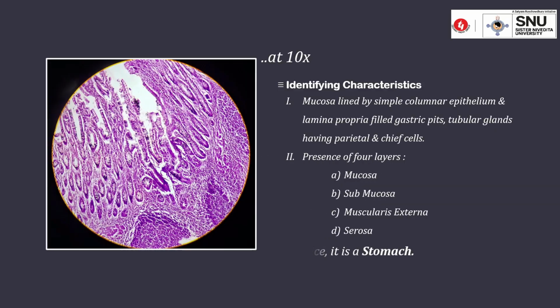The mucosa is lined by simple columnar epithelium. The lamina propria shows gastric pits and tubular glands containing parietal and chief cells. The wall is organized into 4 layers: mucosa, submucosa, muscularis externa, and serosa. Based on these identifying features, the specimen is identified as the stomach.